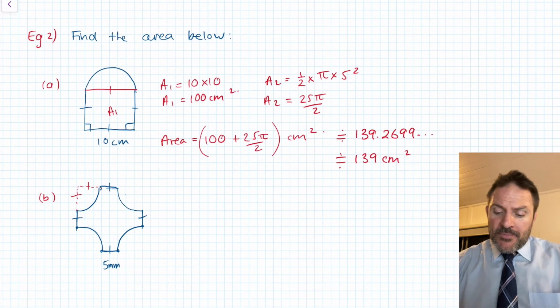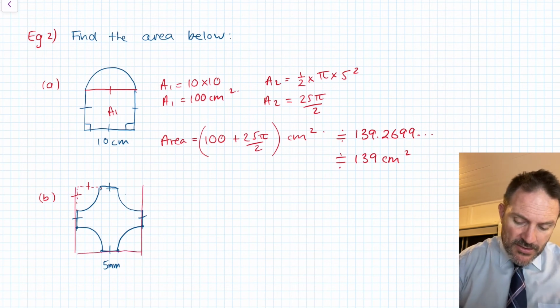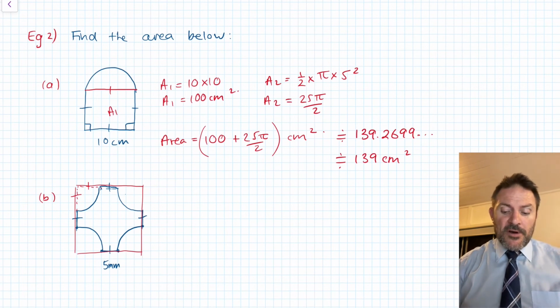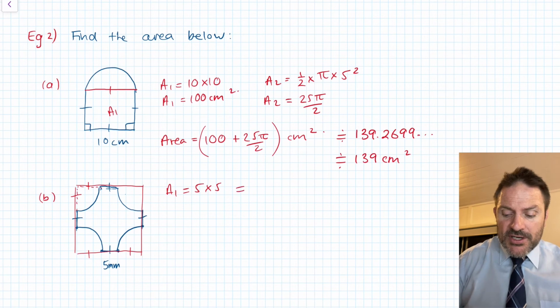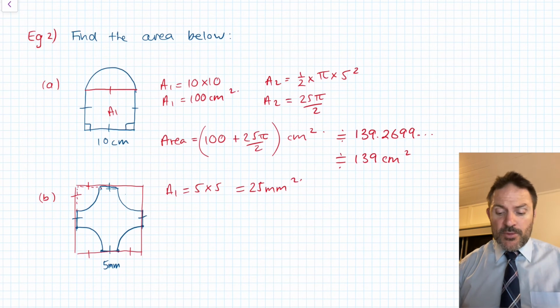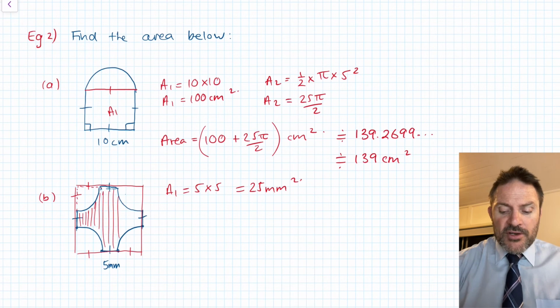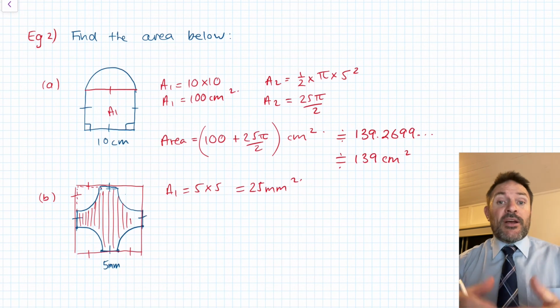All right, B, bit more challenging. Okay, this case, if I kind of make this into a square, okay, now we know that little bit there is 5, which means they're 5 and they're 5, so we have a square of 5 times 5, which is 25 millimeters squared. So the whole area is going to be 25 millimeters squared. Now, in order to get the part inside that square, what we've actually got, we've got these quarter circles, and we've got 4 of them. 4 quarters make a full circle.